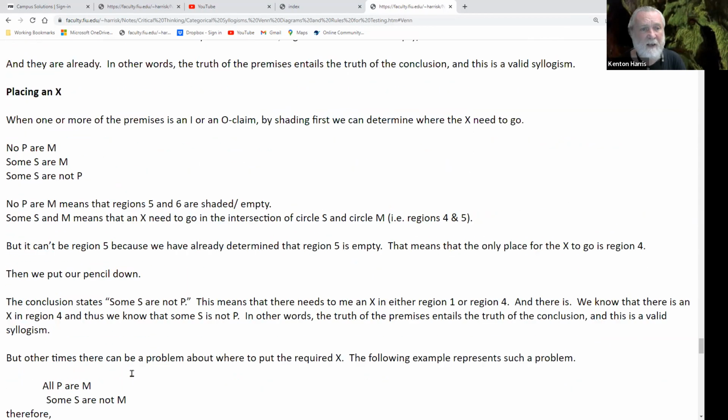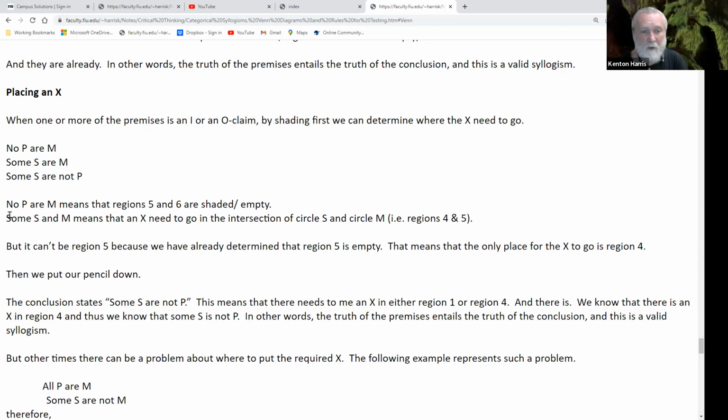Okay, now placing an X, right? When one or more of the premises is an I or an O claim, we shade first, but then we determine where the X needs to go. So let's take: No P are M, some S are M, some S are not P. So we have an E claim, an I claim, and an O claim. E, I, O, and the M's are here on the right-hand side, so that is a second figure.